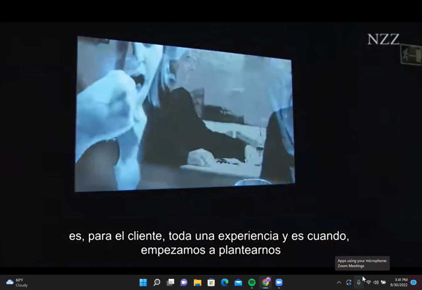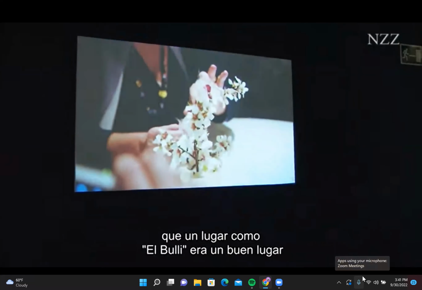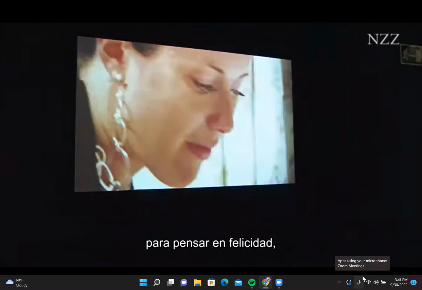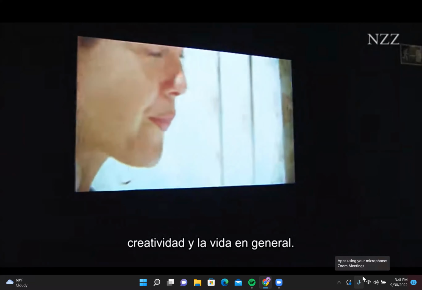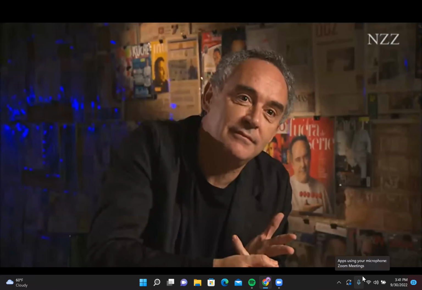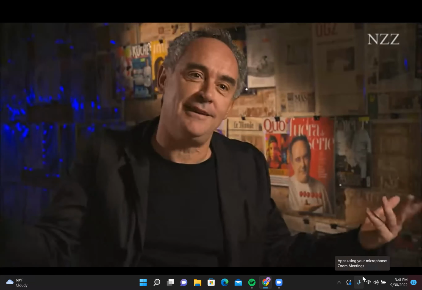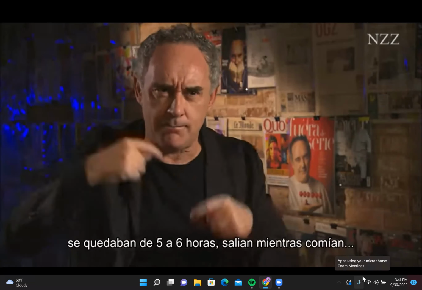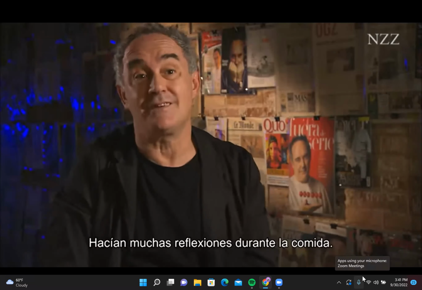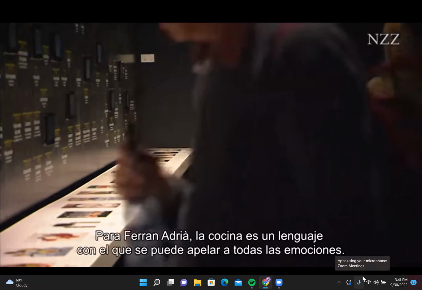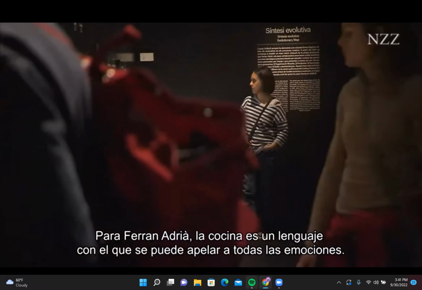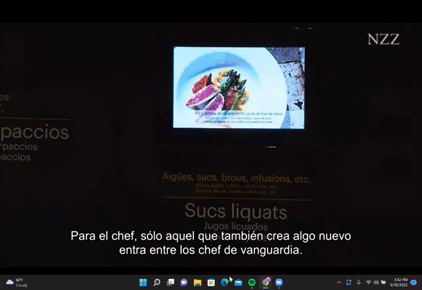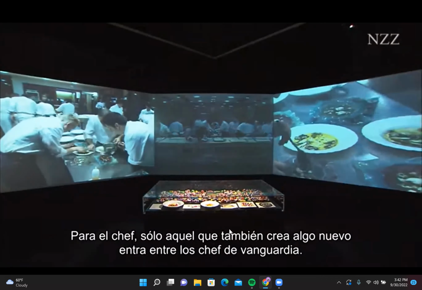We wanted to create an experience for our guests. We thought that a place like El Bulli was a good place to think about happiness, creativity, and life in general. Sobre la creatividad y sobre la vida en general. La gente cuando venían en El Bulli. When people came to El Bulli, they stayed for 5-6 hours and came up with many thoughts during their meals. Hacía muchas reflexiones. For Ferran Adrià, cooking is a language with which one can address all the emotions. He also believes that the only really creative and avant-garde chefs are the ones who invent new things.